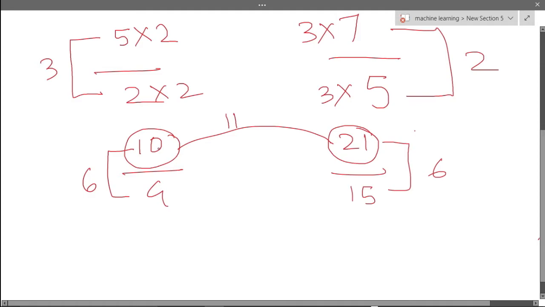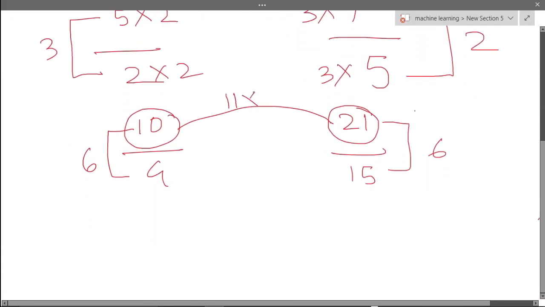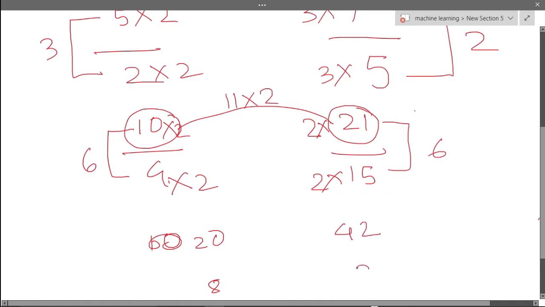Now age of A is 10, and after 11 years, age of A is 21, but here given is 22 years. So we have to make it 22. So simply multiply 11 into 2, and here also into 2. So now the ratio becomes 10 into 2, 20, and 4 into 2, 8, and 21 into 2, 42, and 15 into 2, 30.